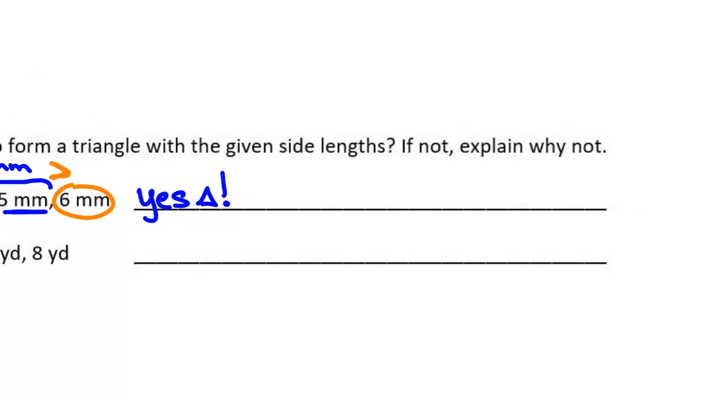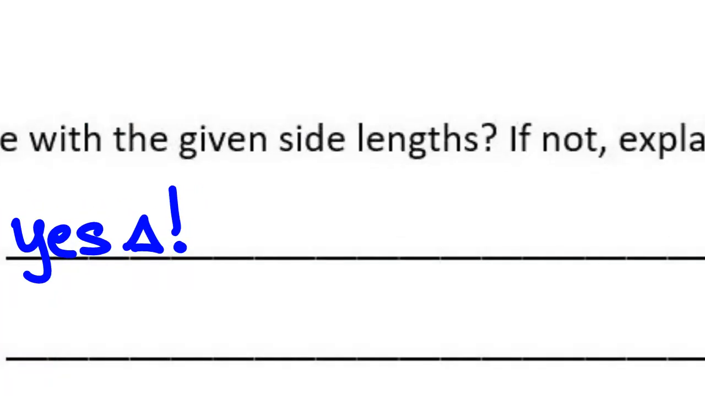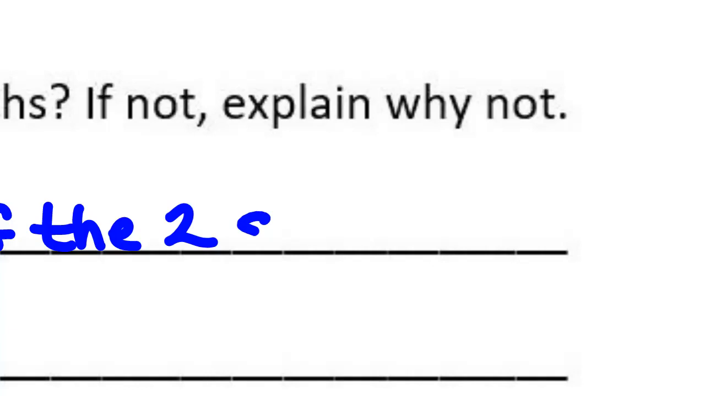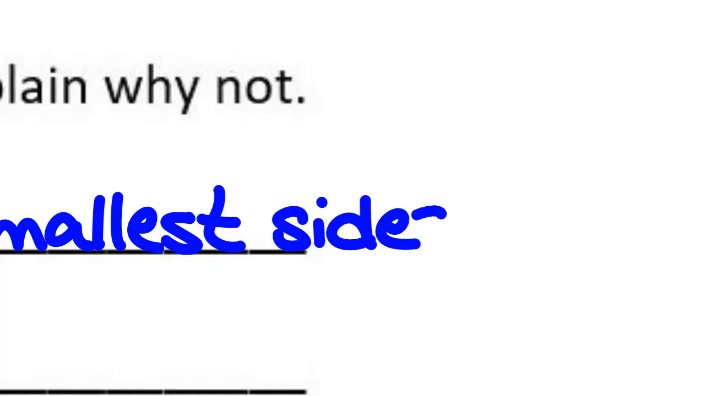We are going to explain. We're going to say the sum of the 2 smallest sides is greater than the third side.